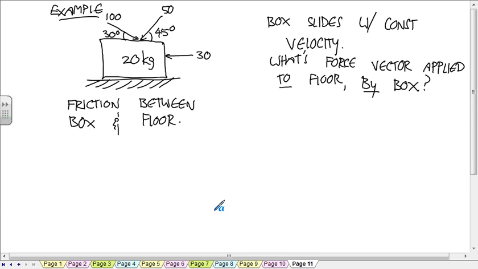So the first thing we have to do is choose an object to isolate. It's asking us for a force that's acting on the floor, which kind of lightly suggests that maybe we'd want to isolate the floor, but that doesn't make much sense.